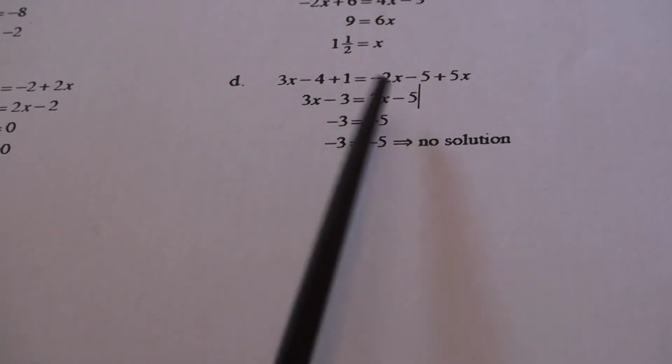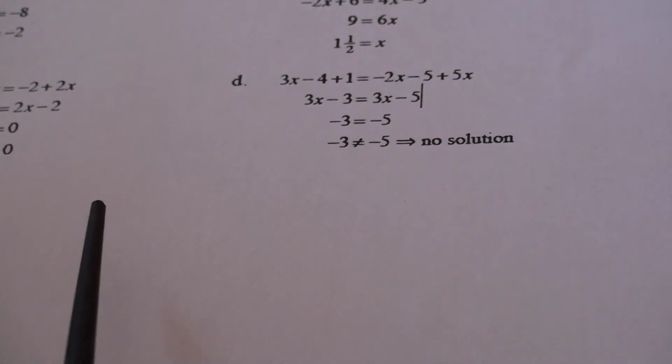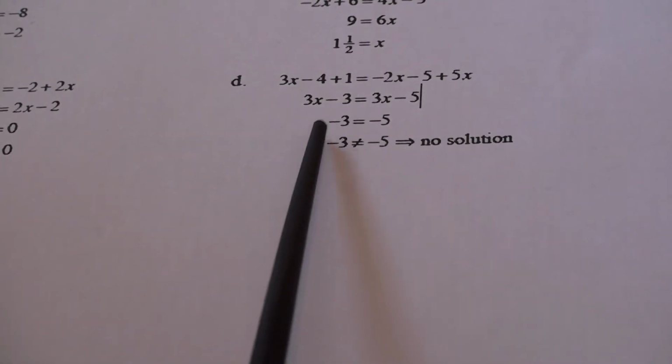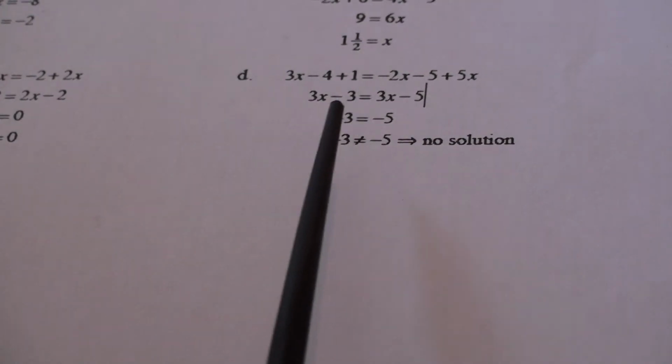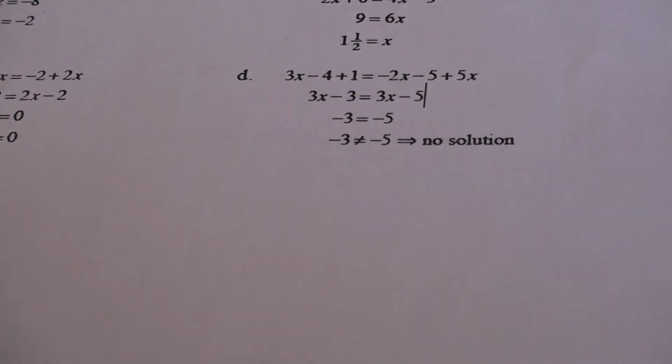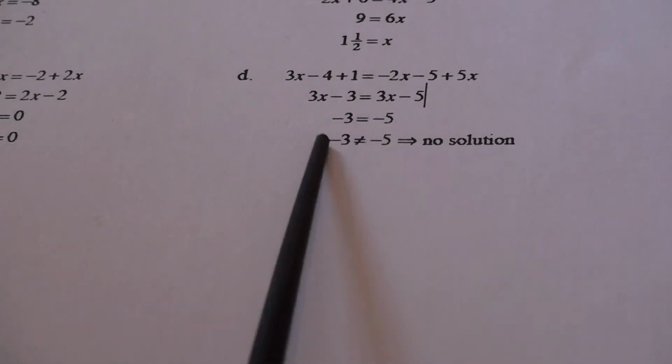When I subtract 3x from both sides, 3x minus 3x is 0, and 3x minus 3x is 0. So now I have negative 3 on the left and negative 5 on the right. Since negative 3 does not equal negative 5, that's where my no solution comes in, because these are not equal.